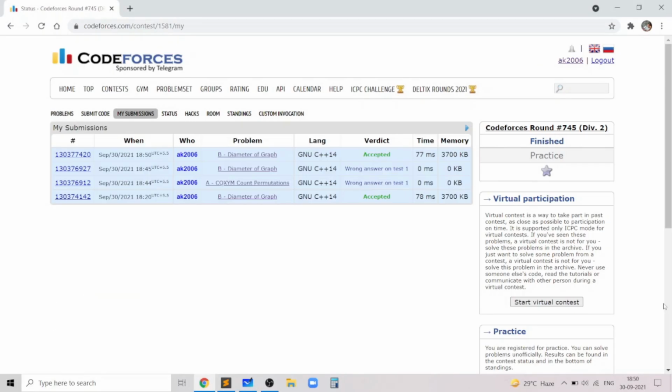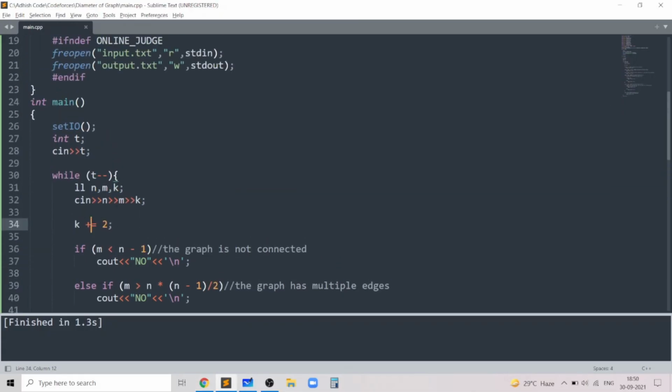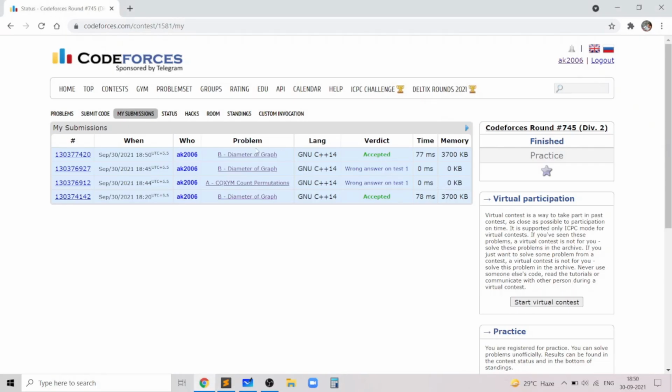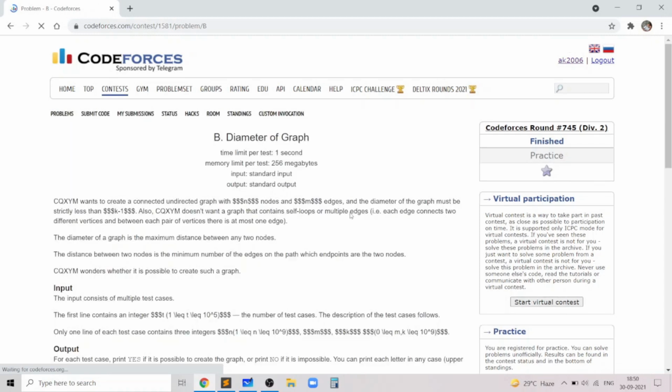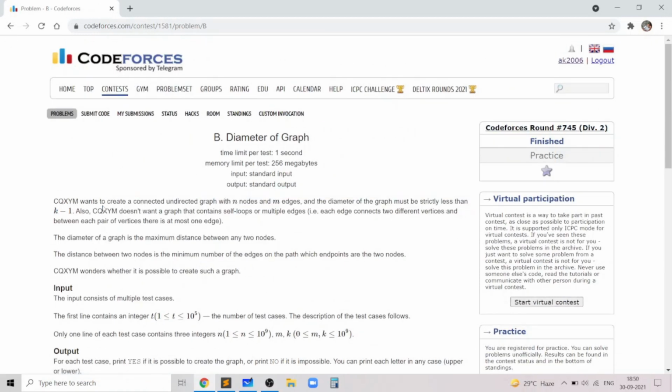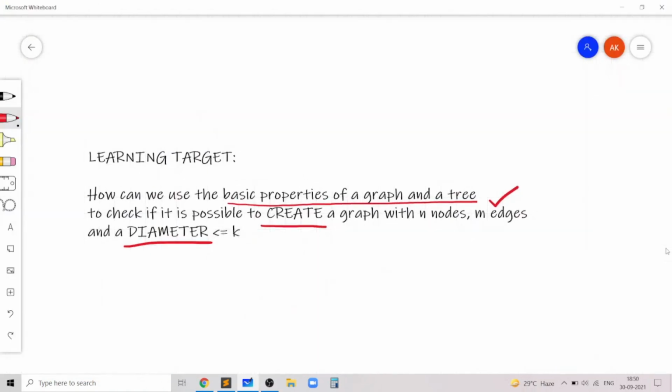So as you could see, my code got accepted. We actually had to increase k by 2 because the problem asked us to make sure that the diameter is less than or equal to k minus 2. So we can just decrease k by 2 and get the same problem with the diameter less than or equal to k, and then the code gets accepted.